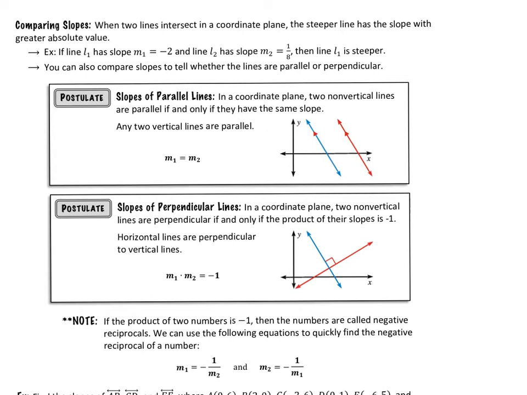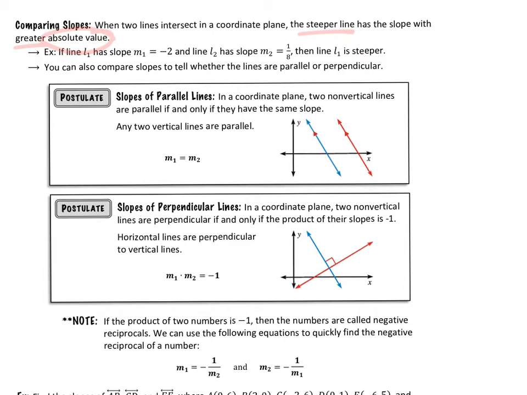Sometimes you'll be asked to compare the slopes of two different lines, okay? They don't actually even have to intersect where you can see them, but as long as two lines have different slopes, they will intersect eventually. And in that case, one line will be steeper than the other, and the steeper line has the slope with the greater absolute value. So that means we don't care about whether it's a positive or a negative slope. We just want to have the bigger number.